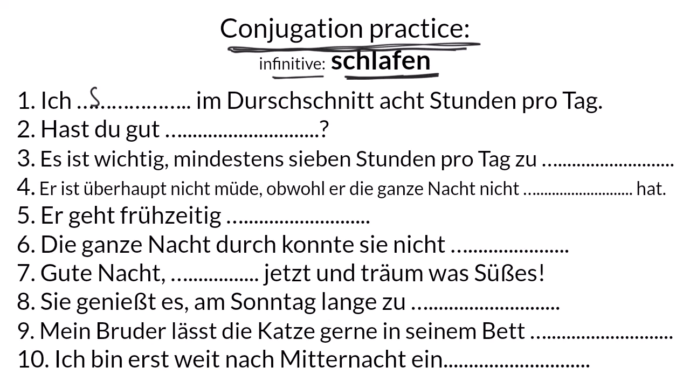Number 1, ich schlafe im Durchschnitt 8 Stunden pro Tag. I sleep on average 8 hours a day, or 8 hours per day. Now our pronoun in the nominative case, our person in charge of the verb, is ich. So for that reason, we have an e ending on the verb. It's going to be present tense because you're talking about how much you generally sleep. This is not something that was in the past or in the future. It's generally in the present tense.